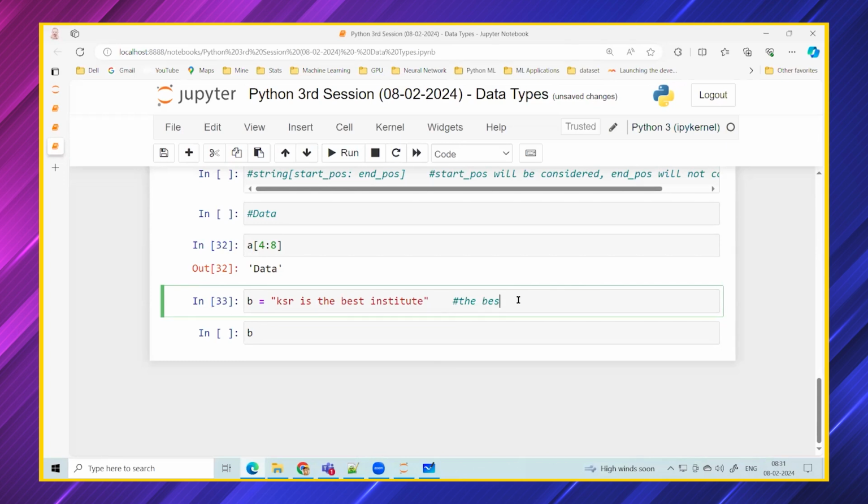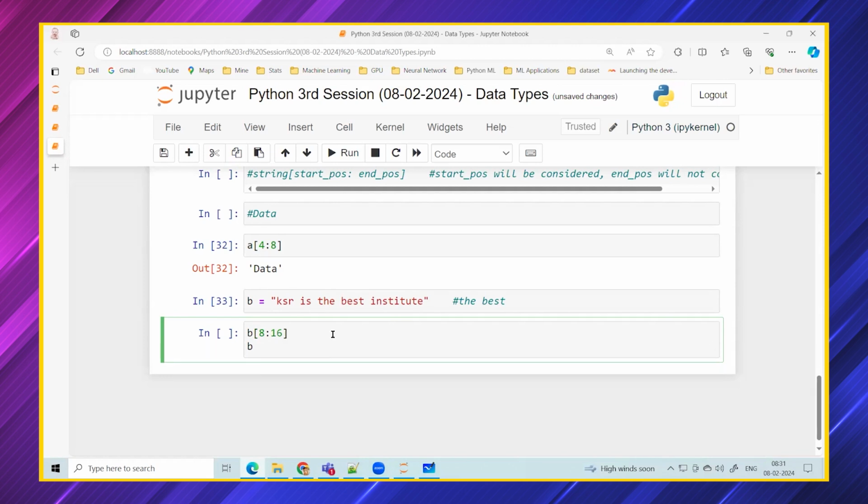8 to 16, sir. 7 to 15. I'm the same person who taught you this one. Why am I getting two answers? 7 to 15 is correct.